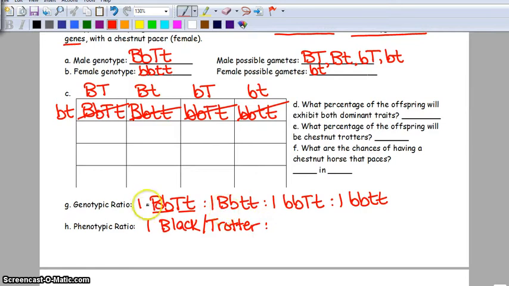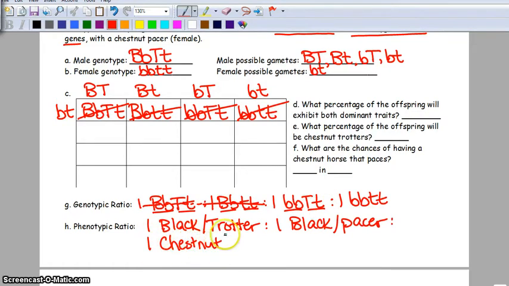All right, cross that one off. Big B is another black horse, but little t is a pacer. So we also have the chance of getting a black horse that is a pacer. All right, cross it off. Next one, little b, that's going to be a chestnut horse. Big T, little t, we know is dominant, so it's going to be a trotter. So we have one so far, chestnut trotter. And our last one, little b, we know is chestnut. Little t, we know is a pacer. So we have one chestnut pacer.